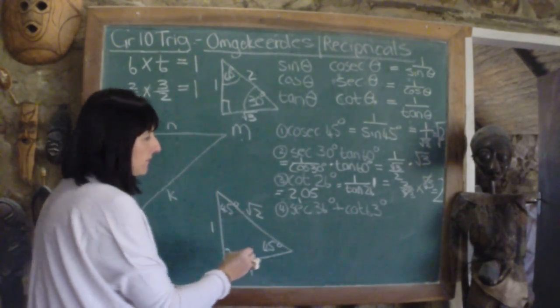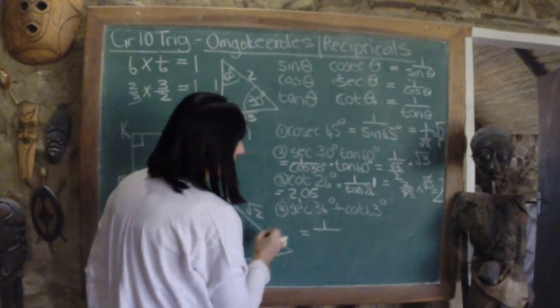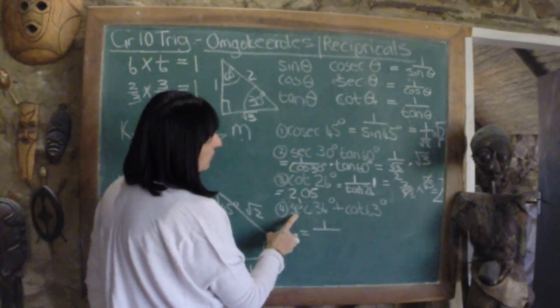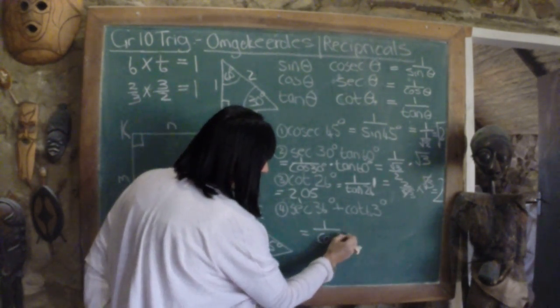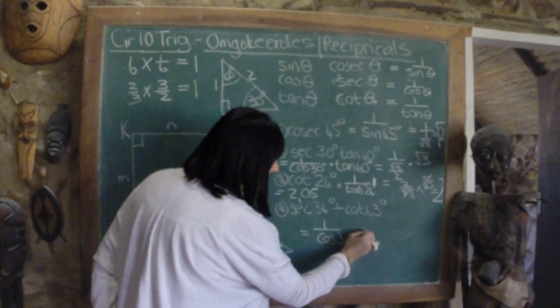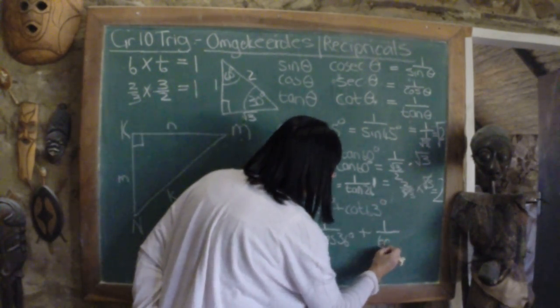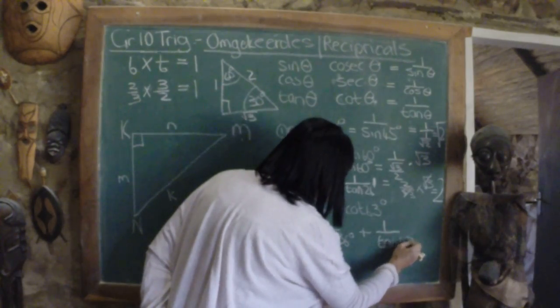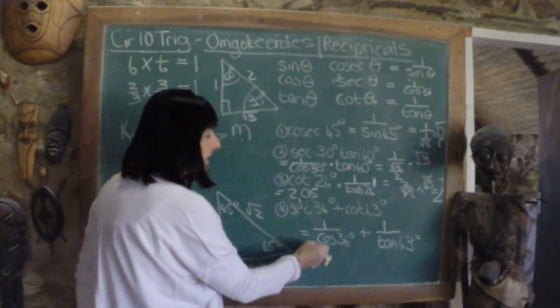So kom ons gaan skryf dit eers oor. Ek het 1 op sec se omgekeerde is cos van 36. Plus kotsin is tan van 63. So you're simply going to put this into your calculator exactly as it stands.